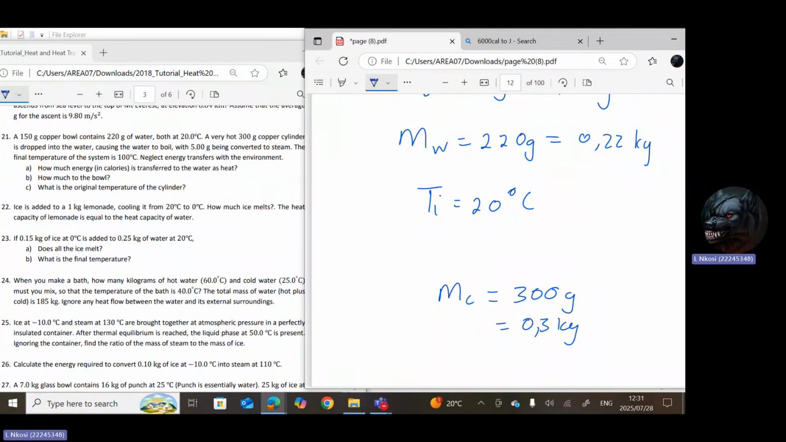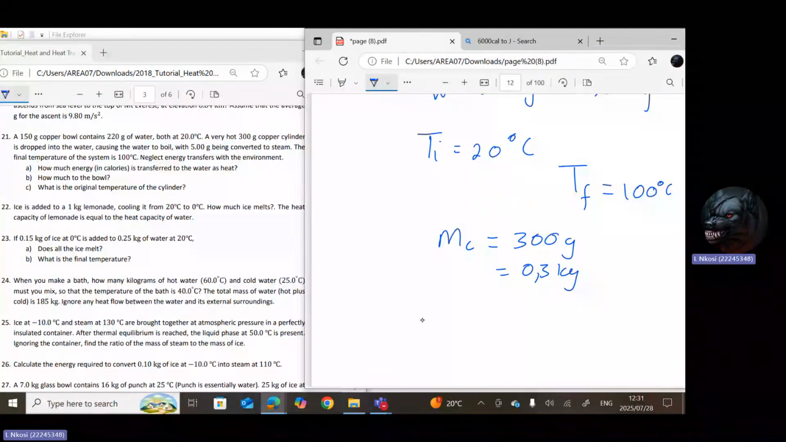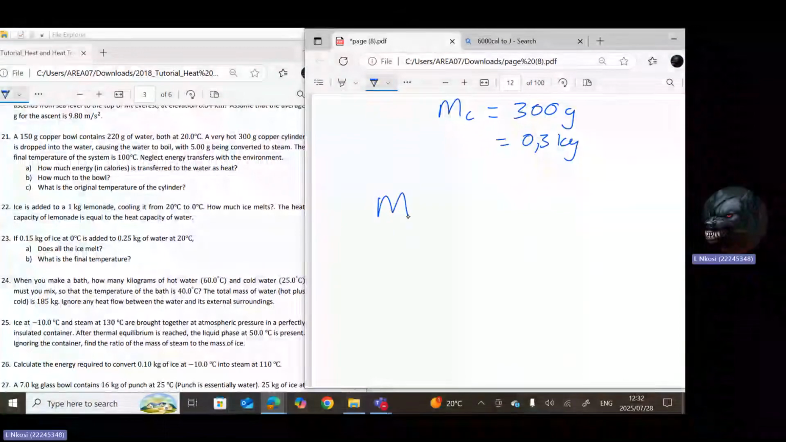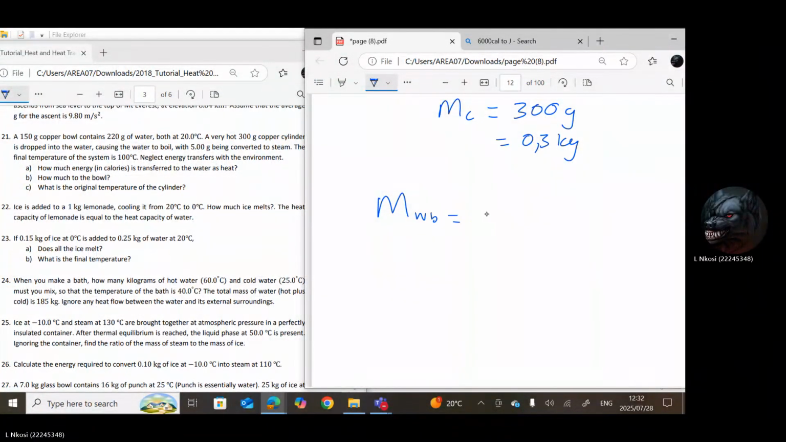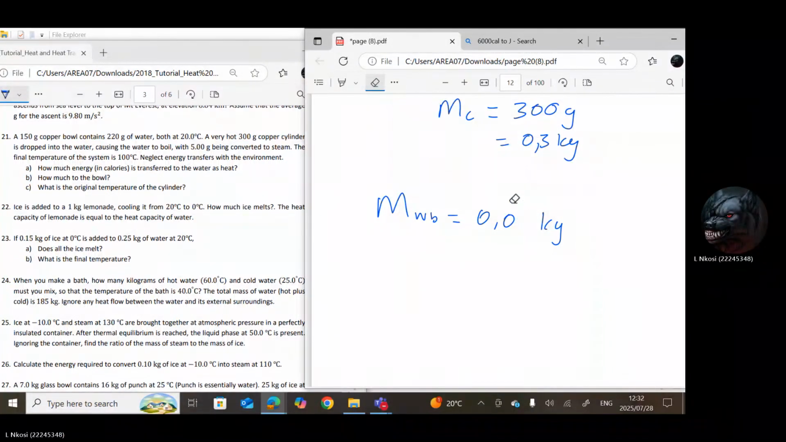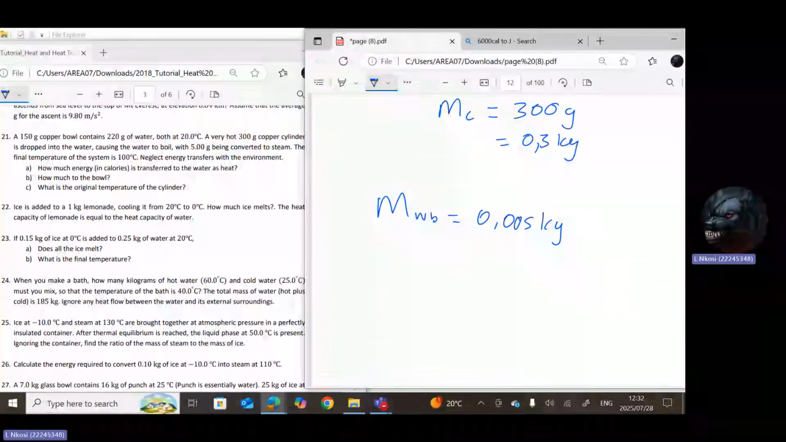The water boils. So if the water boils, it means the final temperature is 100 degrees, but the mass of the water that is boiled away is 5 grams. So the mass of the water that boils is 0.005 kilogram, which is 5 divided by 1,000. All right. The final temperature of the system is 100.